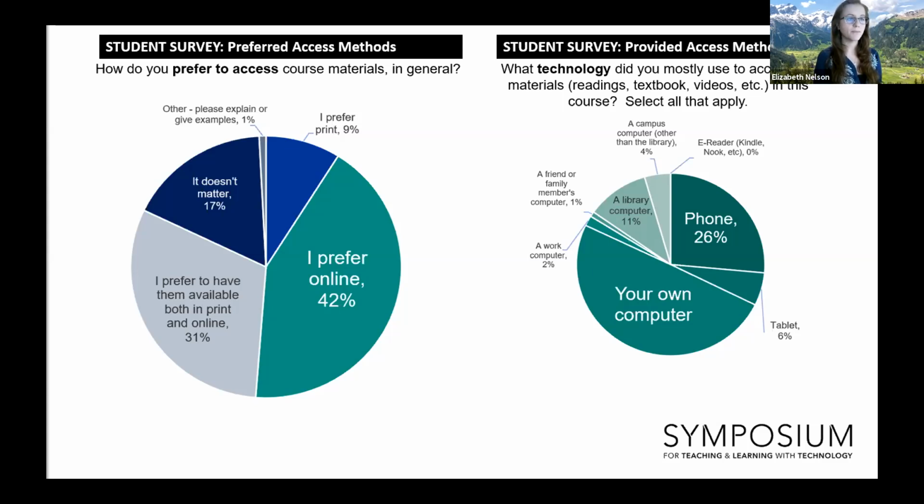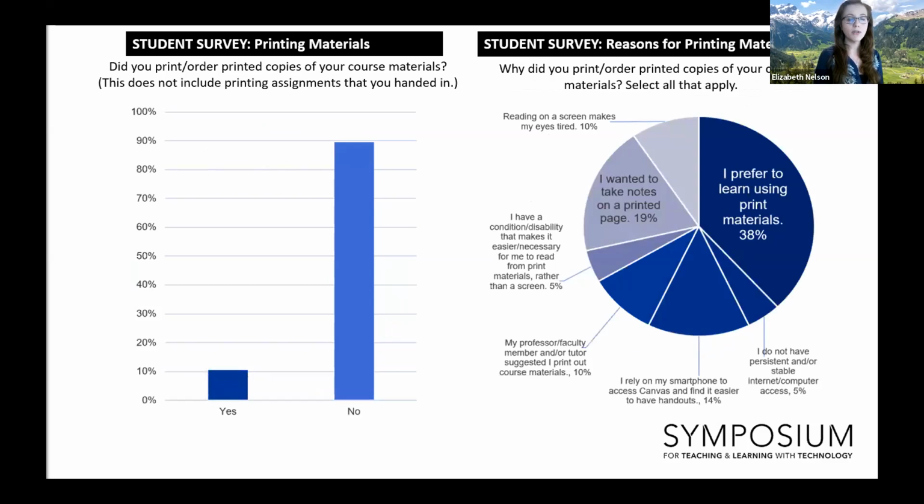Next slide. When it was possible to print materials, almost none of our students chose to do so, but those who did mostly said it was because of their own learning preferences, including wanting to be able to handwrite notes or not being able to use handouts or access materials effectively on a phone. Next slide.